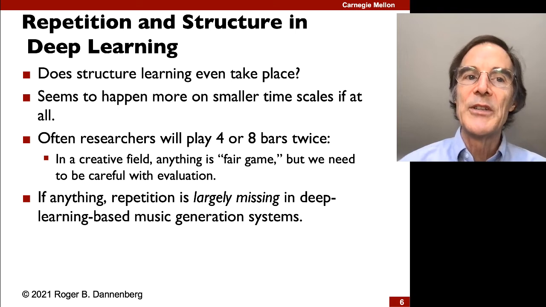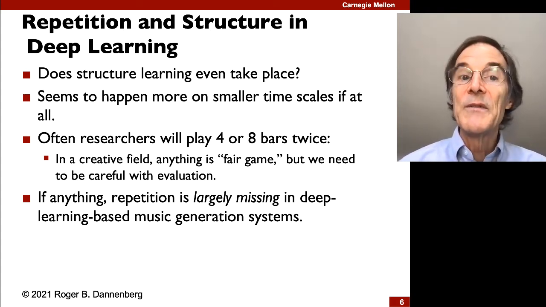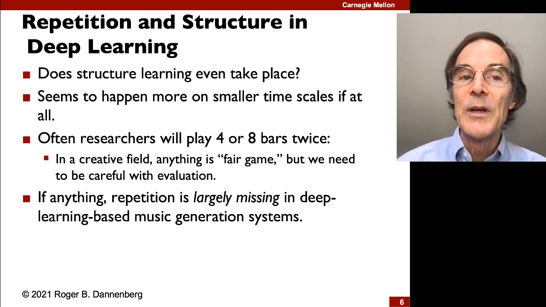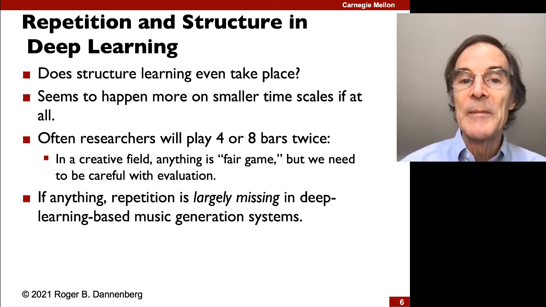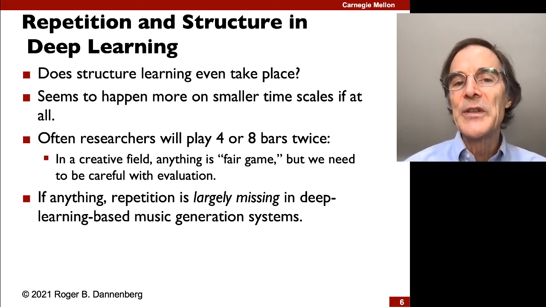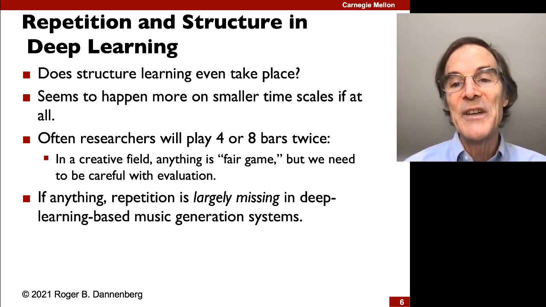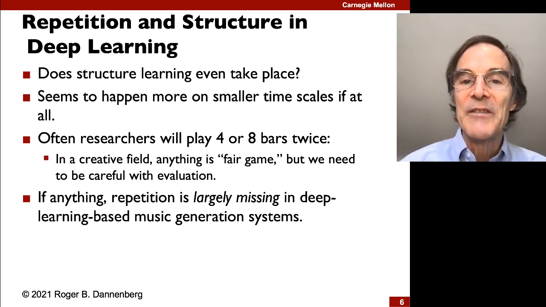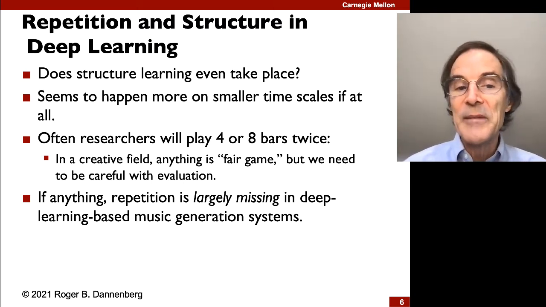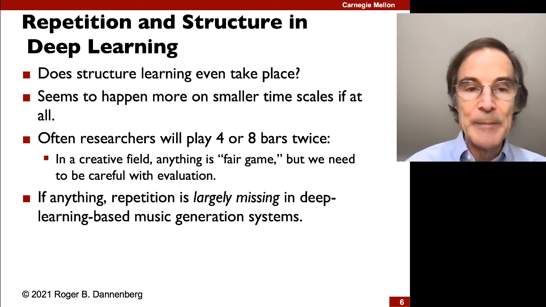So let's talk now about repetition and structure in deep learning. First of all, does structure learning even take place? Well, in examples that I've heard, it seems to happen more on smaller timescales, if at all. And often you have to be careful because researchers will play 4 or 8 bars twice. And in a creative field, I think anything is fair game, but we have to be careful listening to examples and separate out the human-generated structure from the machine structure. Because, as we've heard, even a random sequence of notes will sound organized and structured if you simply repeat it. If anything, repetition is largely missing in deep learning-based music generation systems.